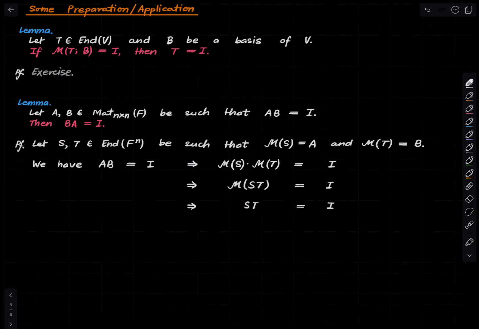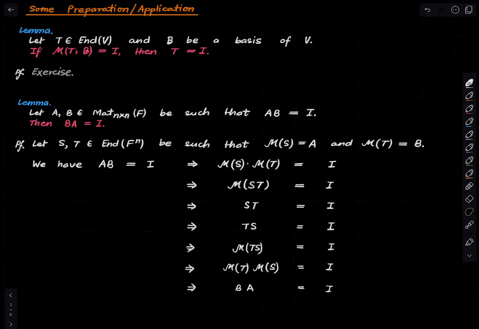Now by what we learned in linear algebra, if ST is identity, then TS is identity. If you compose two endomorphisms and you get identity, then the composite in the reverse order is also identity. That's the linear algebra step, and now you again convert this into a matrix equation, and we get B times A is identity. All right, nice application of linear algebra. And now we get to the business of this lecture.